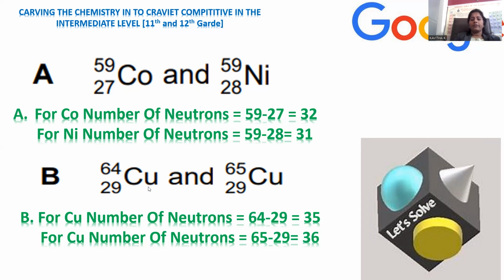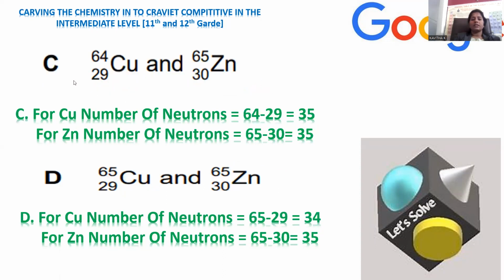Option B, we have copper, whose atomic weight is 64 and atomic number is 29. If you subtract, 35 is the neutron count. Move on to another, copper 65 and 29. Both are isotopes, we just said, right? 65 minus 29, the number of neutrons will be 36. Again, there is no similarity.